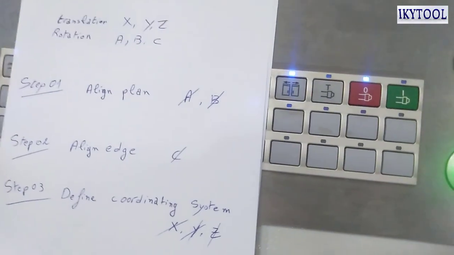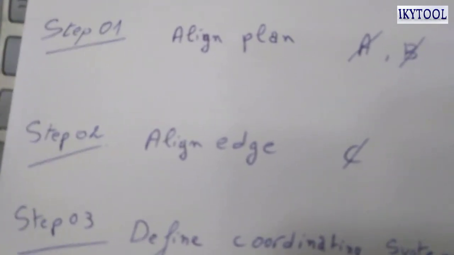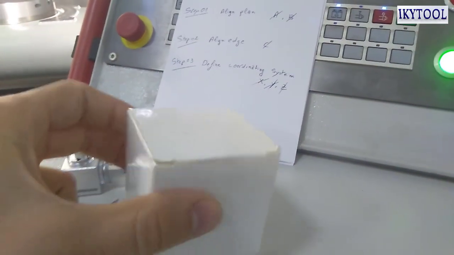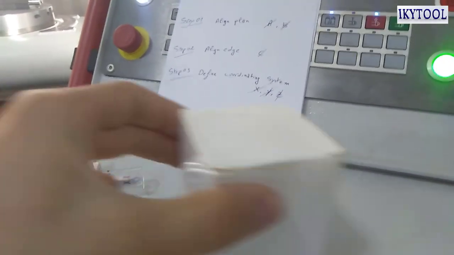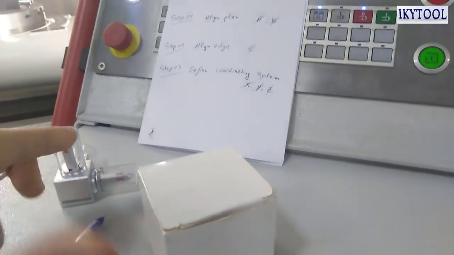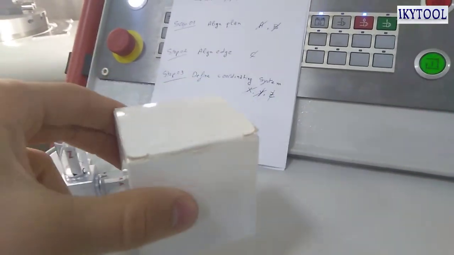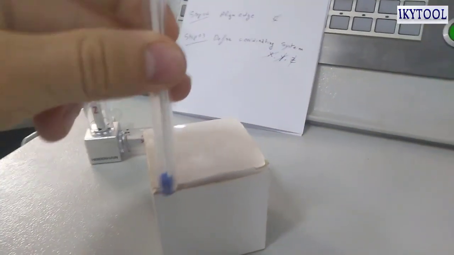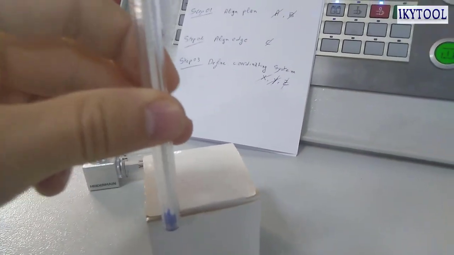The second step is to align the edge by eliminating rotation about the axis. It's done by probing 2 points on a surface. The third step is to define the coordinate system by probing z, x, and y.